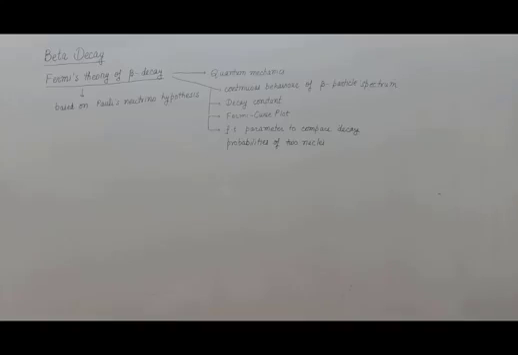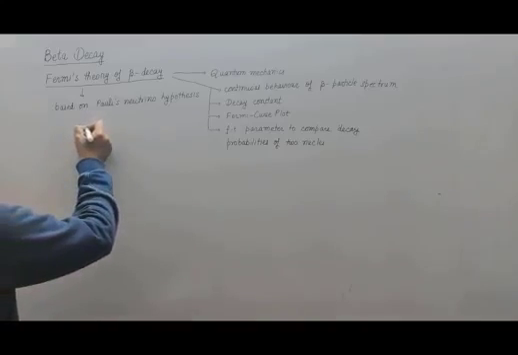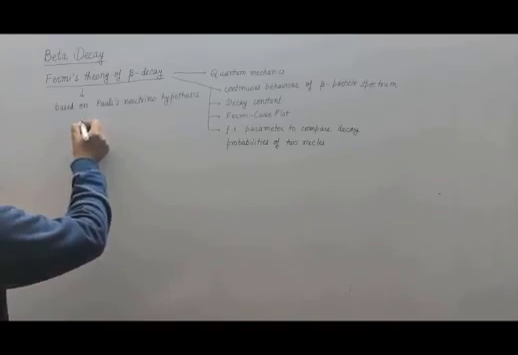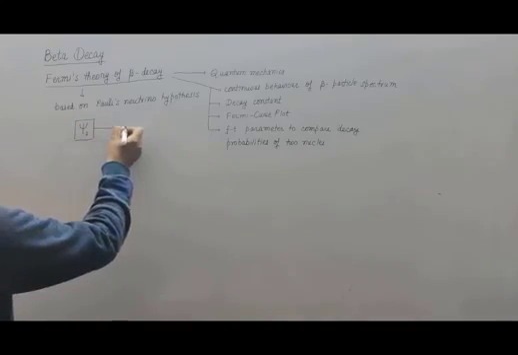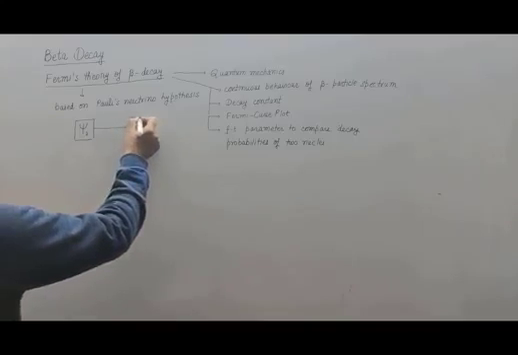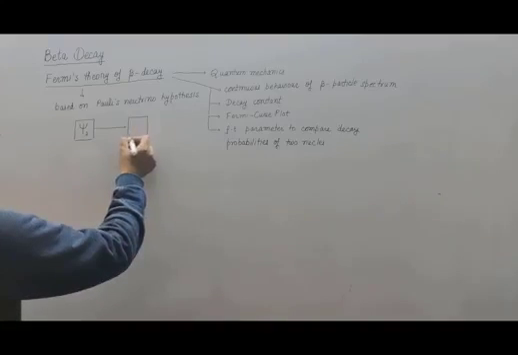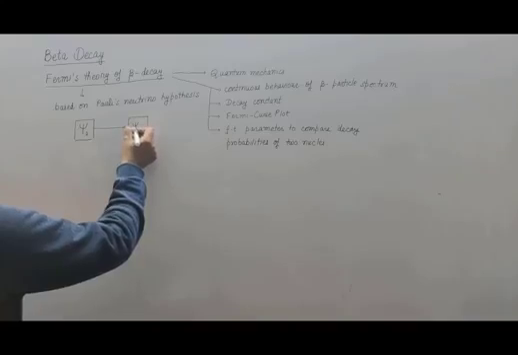Fermi derived an expression of decay constant lambda from the initial state of the parent nuclei to the final state of the daughter nuclei. So there will be an initial state of the nuclei, and suppose the initial state is represented by psi i. This is the wave function of the initial system, and by beta decay it will change to another system, and suppose that system is represented by psi f.